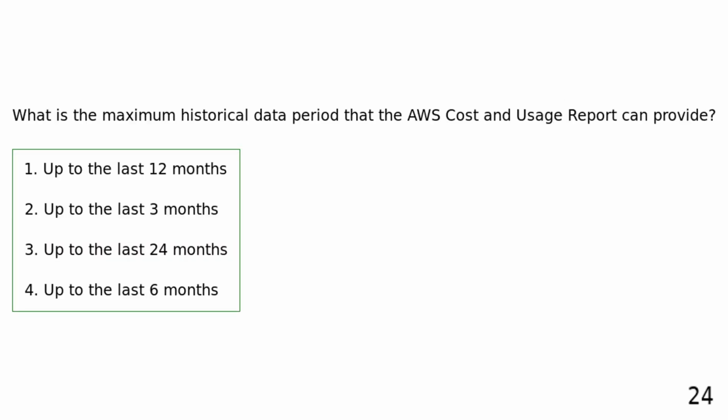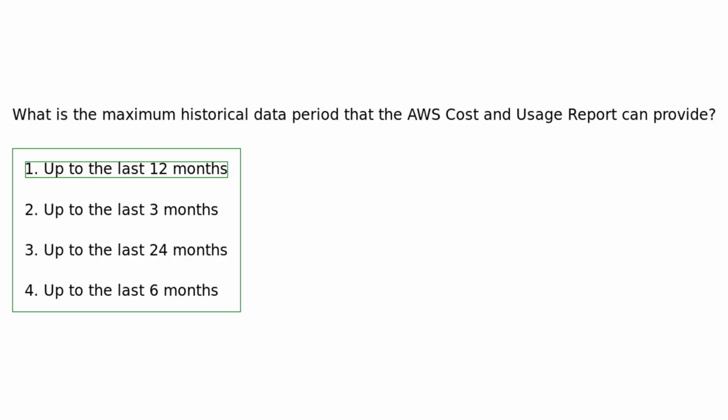What is the maximum historical data period that the AWS cost and usage report can provide? Up to the last 12 months. Up to the last 3 months. Up to the last 24 months. Up to the last 6 months. The AWS cost and usage report can provide historical data for up to the last 12 months, allowing you to analyze long-term cost trends and patterns.